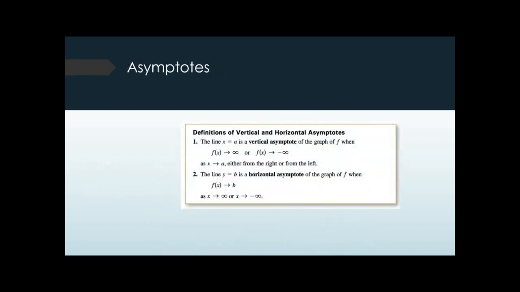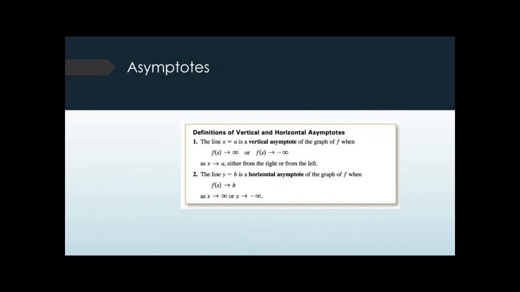So let's look at the actual definition of an asymptote, because there's some notation here. And this notation you'll see again when you get to pre-calculus and we start talking about limits, and then you'll see it again when we get to calculus where you talk about limits. So the line x equals a is a vertical asymptote. So vertical asymptotes are vertical lines, and vertical lines have an equation x equals.